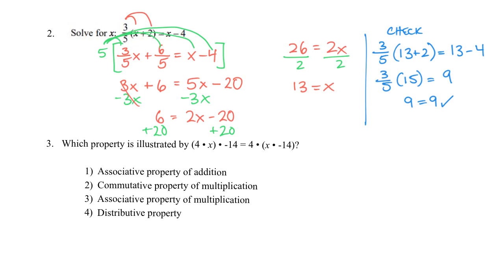What I see is that what's inside the parentheses changed. On the left-hand side, I had 4 times x. On the right-hand side, I've got x times negative 14. That's grouping. So the grouping is what changed. And when the grouping changes, that's associative property. So now I know that we're not talking about commutative or distributive, but which one is it? Is it addition or is it multiplication? We'll go back to the original. Everything here is multiplication. So the correct answer here is the associative property of multiplication. And that's it for this one.